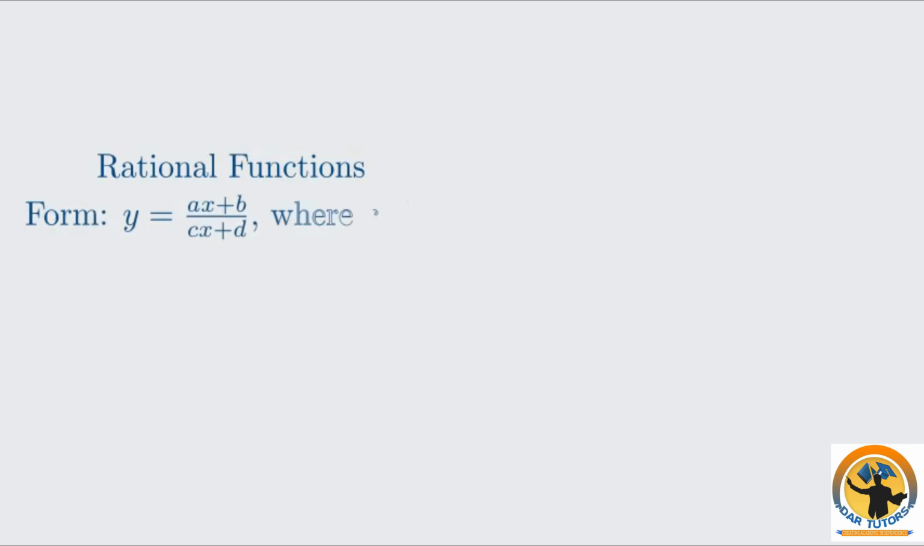Let's move on to our second major topic, rational functions. A rational function is essentially a fraction where the numerator and denominator are both polynomials. In this course, we'll focus on a specific type, functions of the form y equals (ax plus b) all over (cx plus d), where c is not 0. The most important feature of rational functions is the presence of asymptotes. Asymptotes are lines that the graph of the function gets closer and closer to, but never actually touches.